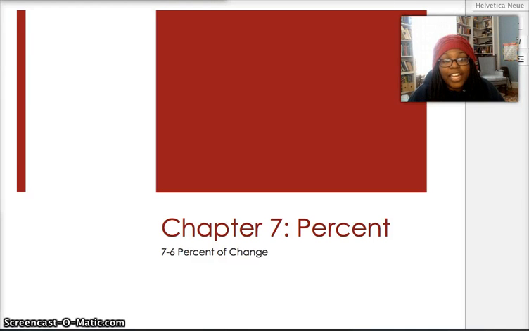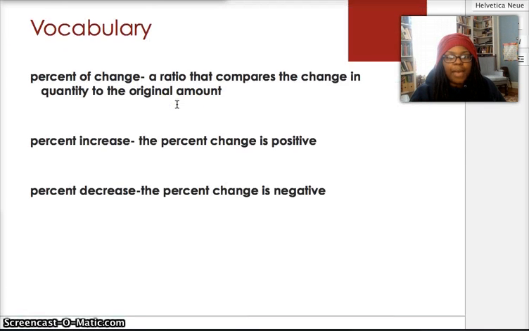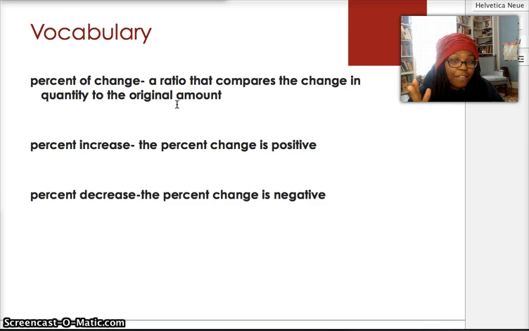Hey friends, we are here in chapter 7 and we're looking at section 7.6, percent of change. The vocabulary words, we've got five vocabulary words. We're going to just focus on three and I'm going to go over the other couple. The first one is percent of change. It really is just a ratio that compares the change in a quantity to the original amount.